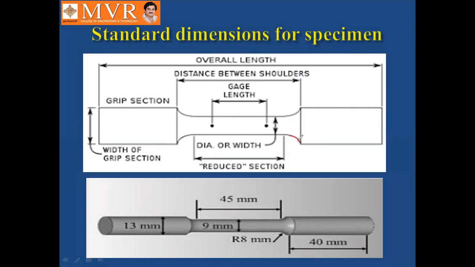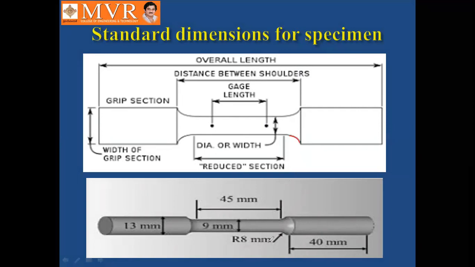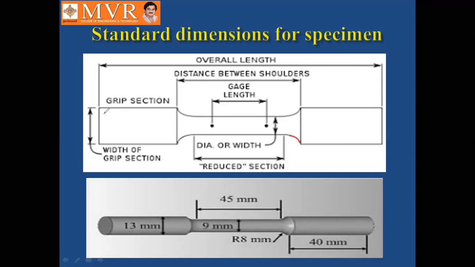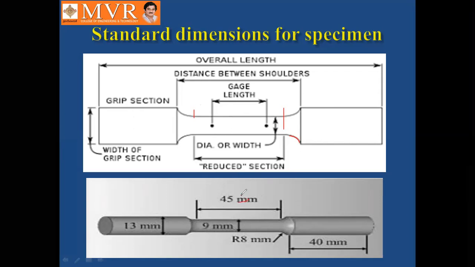The fillet should have a radius of 8 mm, and the length of the shoulder should be 40 mm on both sides. This is 40 mm also, this is 40 mm also. And the reduced section is nothing but from here to here, which is 45 mm. This is the gauge length. The gauge length should be 45 mm.